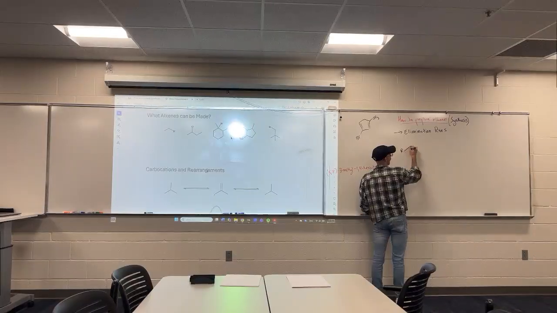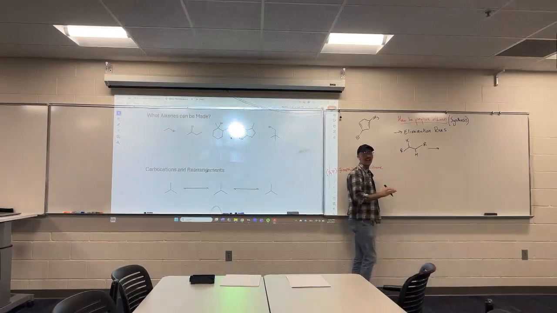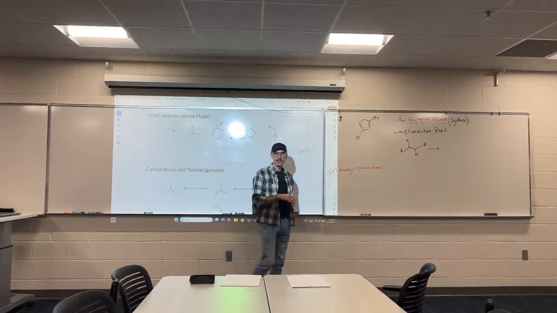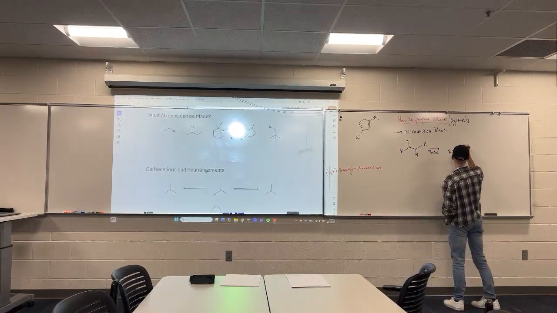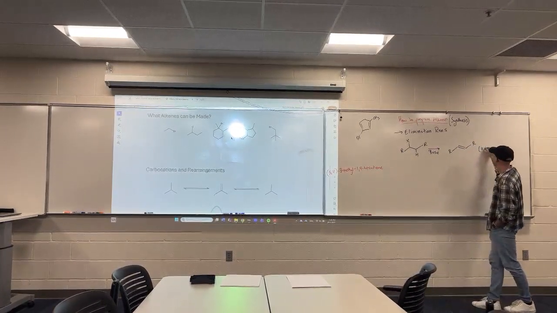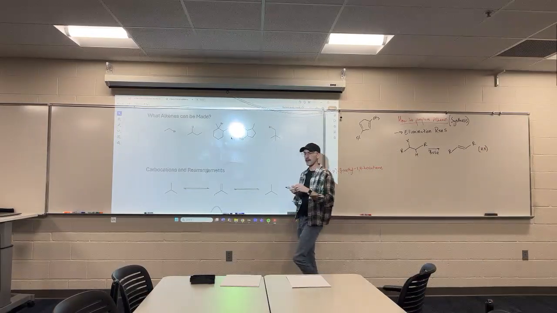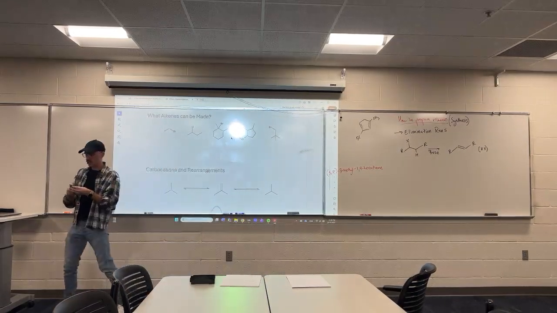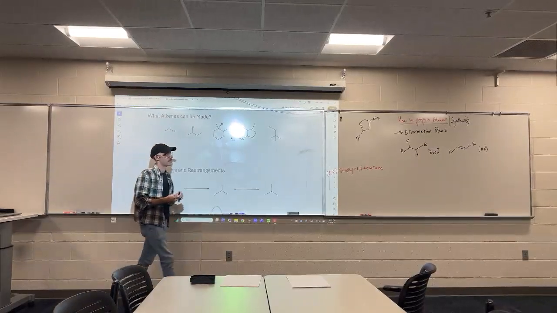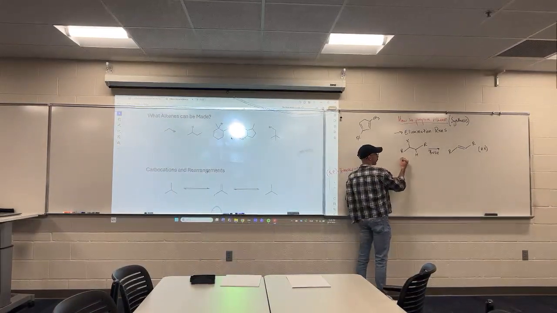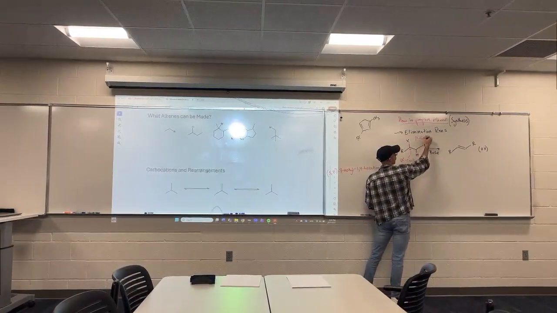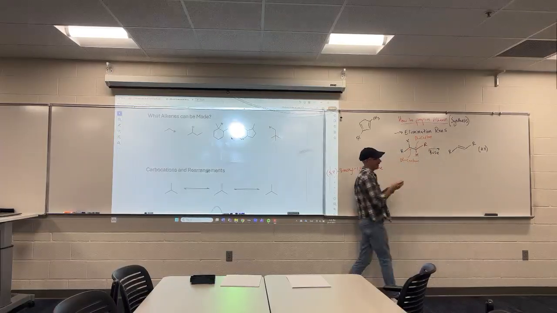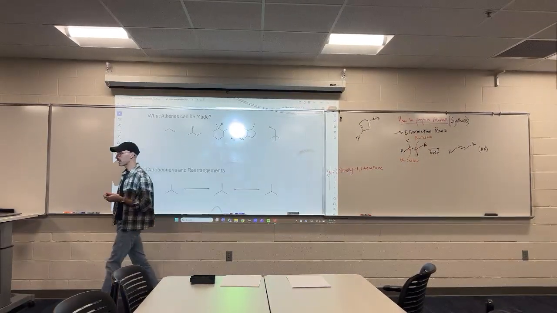One of those elimination reactions involves a halogen and an adjacent hydrogen reacting with a base. This can be referred to as dehydrohalogenation. We oftentimes refer to the carbon with the halogen as the alpha carbon, which means that the carbon adjacent to that is the beta carbon.